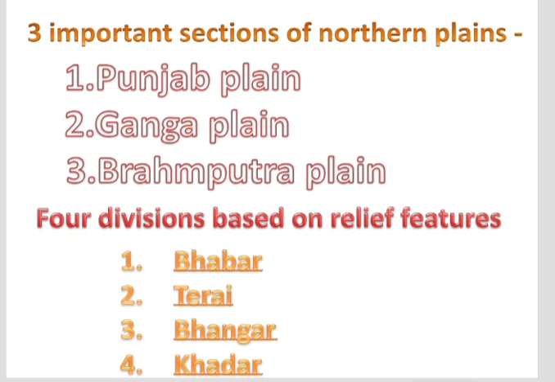Bhangar is the largest part of the northern plain and it's composed of the oldest alluvial soil. The last is the Khadar. The floodplains formed by the younger alluvium are called Khadar. The soil in this region is renewed every year and thus highly fertile.